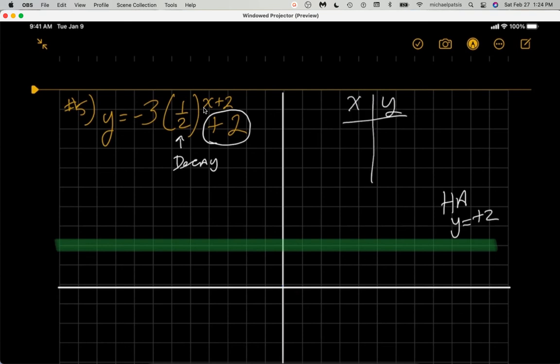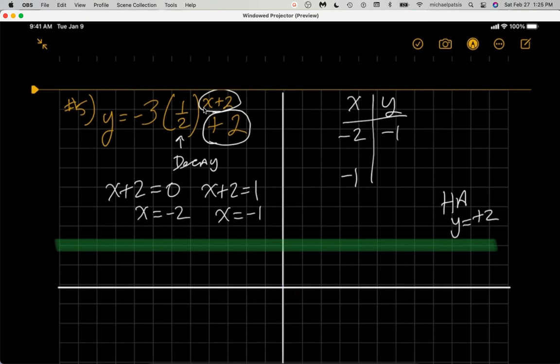I'm going to choose x values that make my math easy. The first one is x plus 2 equals 0, and then x plus 2 equals 1. When x plus 2 equals 0, x equals minus 2. When x plus 2 equals 1, x equals minus 1. When I do my math, I'm going to get negative 1 for y and positive 1/2 for y here. I'm now going to plot my points. My points are going to be negative 2, negative 1, and negative 1, positive half. As I predicted, my graph, because it's a decay problem, is going to approach the horizontal asymptote as I move from left to right.